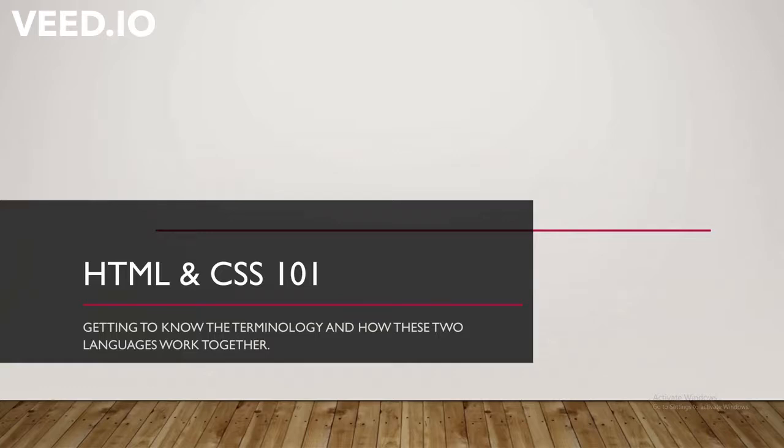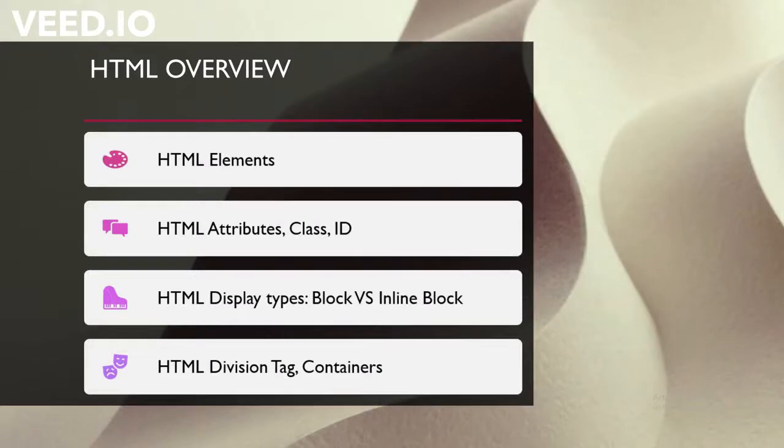Okay, so an overview of what we're going to learn is HTML elements, HTML attributes, classes, and IDs. We're going to talk about display types, what's an inline block element and what's a block level element. And we're also going to talk about what's called the division tag. It's short for div tag, and we will talk about containers as well.